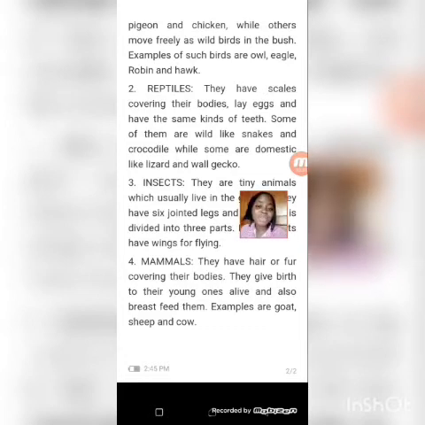While others move freely as wild birds in the bush. We don't keep them as domestic birds. They are wild birds. So examples of such birds are the owl. Do you have the owl? You see a picture of the owl. I'll insert a picture of the owl, so you see a picture of an owl.